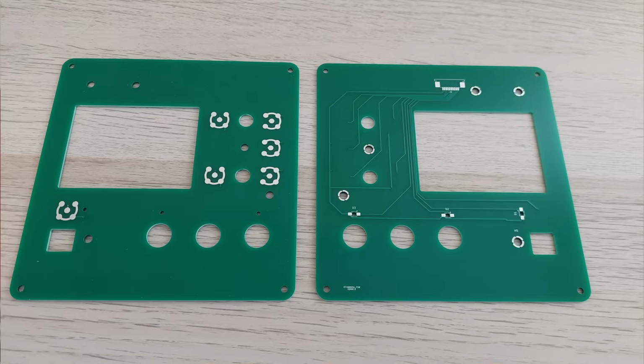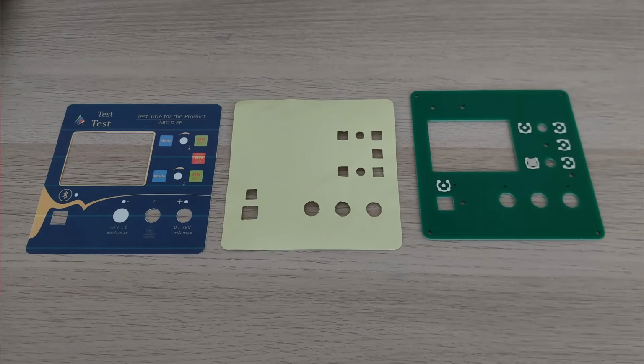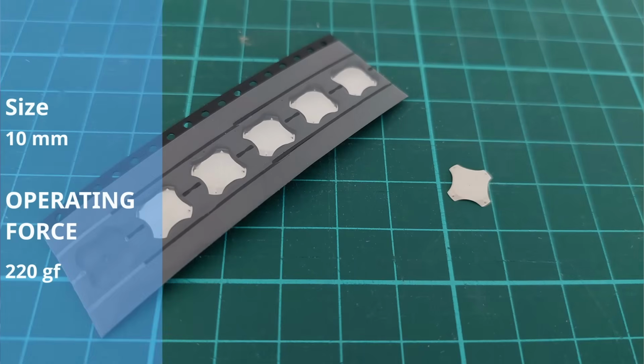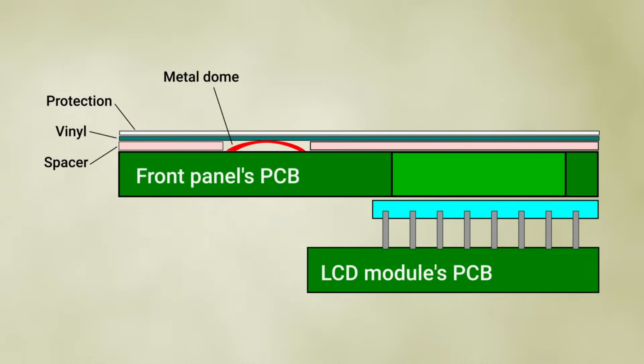However, if you're prototyping or working on a home project, you can build a switch membrane yourself using a low-cost 2-layer PCB and printing your graphics on adhesive vinyl with a standard home printer. To assemble it, first apply a transparent spacer layer to the PCB, then place the metal domes. They come in different sizes and with different stiffness levels. Those are 10 mm and feel fairly firm to press, at about 220 grams of force. Then you cover everything with the printed vinyl layer. You could also add an extra thin protective film on top to protect the vinyl from scratches.